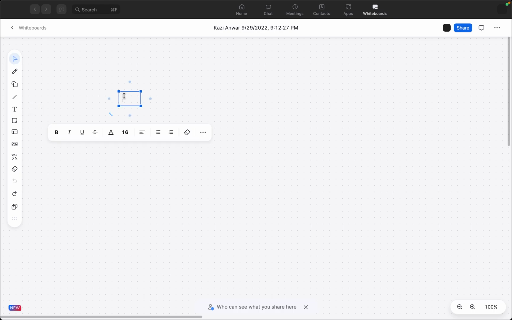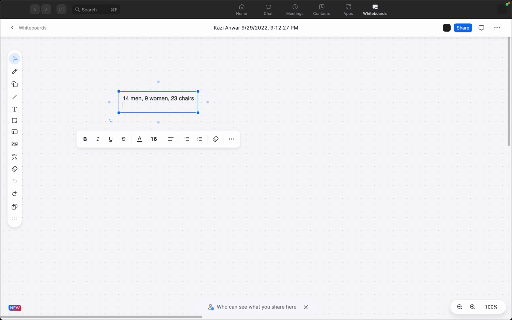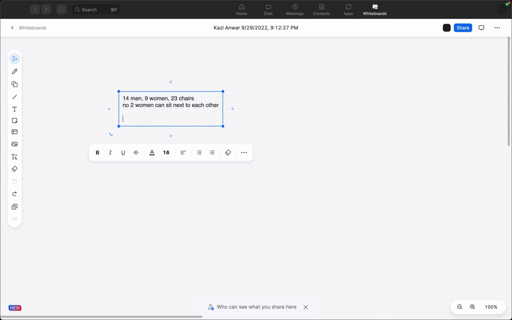Okay, so the problem says we have 14 men, 9 women, 23 chairs, and then the restriction, I guess, is that no two women can sit next to each other, right? So what you said was kind of true, where if everyone were to sit, there would only be one way to make everyone sit. But I think Saad's asking in how many ways can people sit? Like you could have all 14 men at once and then all 9 women at the end. But obviously this is not what he wants, right? He wants them to sit in a way where no two women can sit next to each other, right?